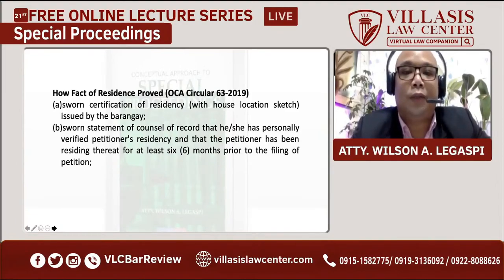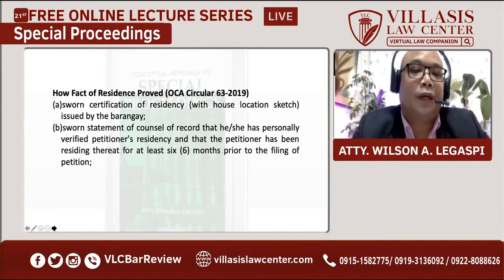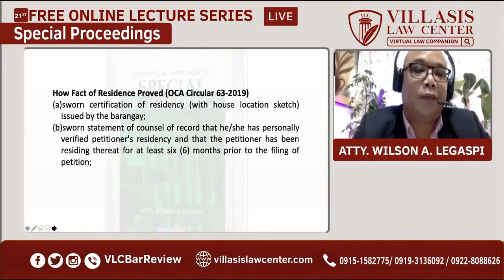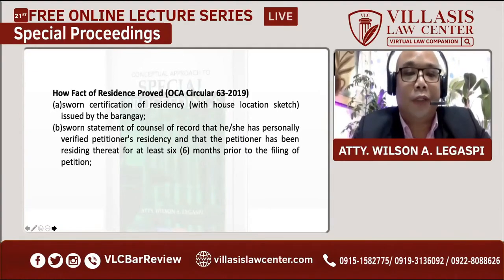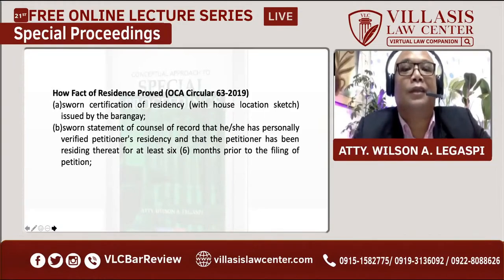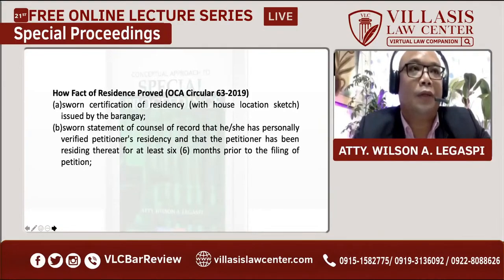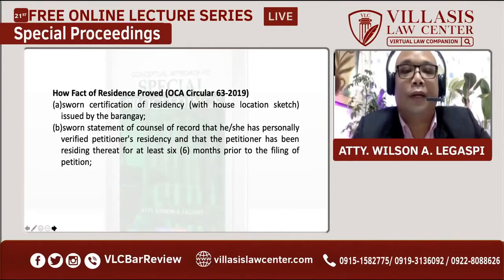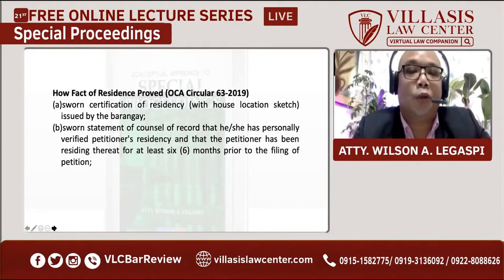According to that circular issued by the Office of the Court Administrator 63-2019, okay, to prove residence, the petitioner must attach the following in the petition: sworn certification of residency with house location sketch issued by the barangay. So even the barangays who issued the certification must have it what? Notarized. Okay. Must have it sworn to before a person authorized to administer oath, particularly the notary public.